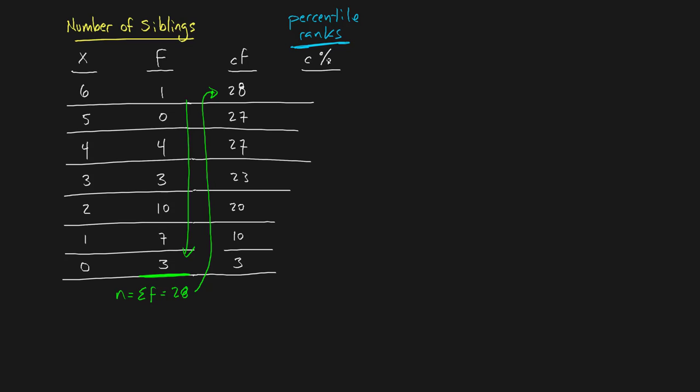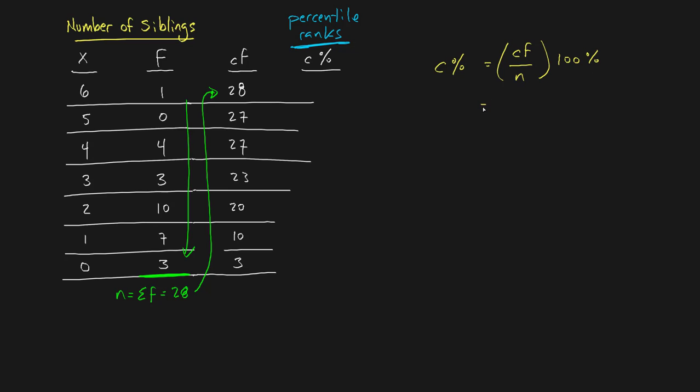And the way that it happens is like this. We have to work with this formula. Cumulative percentage is equal to the cumulative frequency divided by n. And remember, I showed you how to get n. It's just the sum of your frequencies. And then we multiply that by 100%.